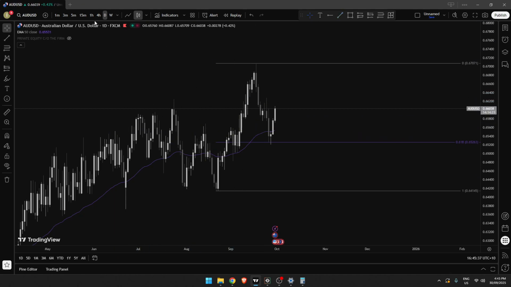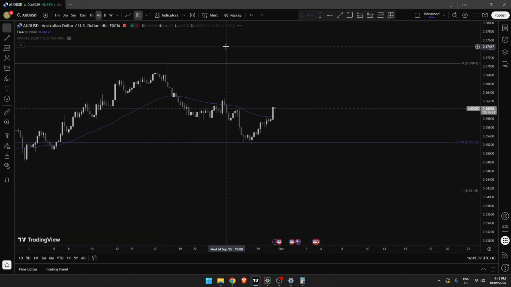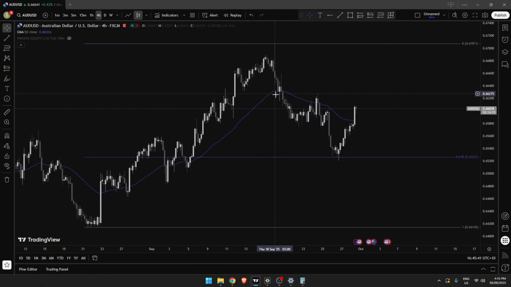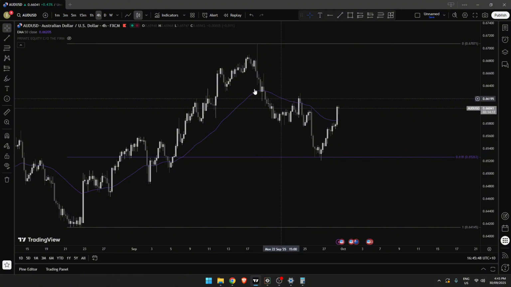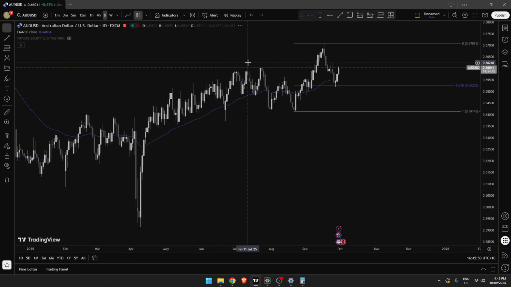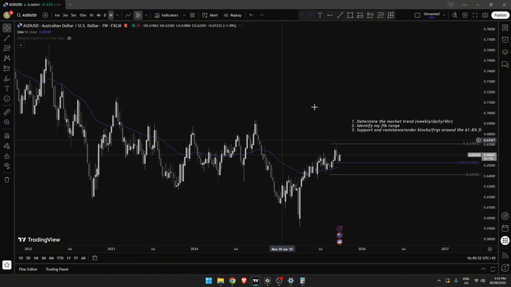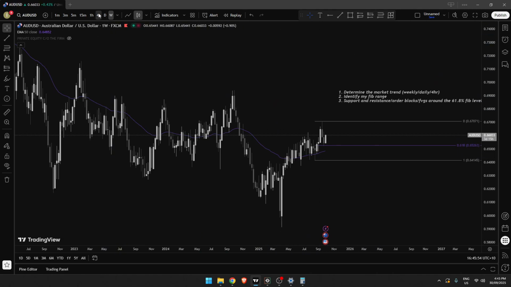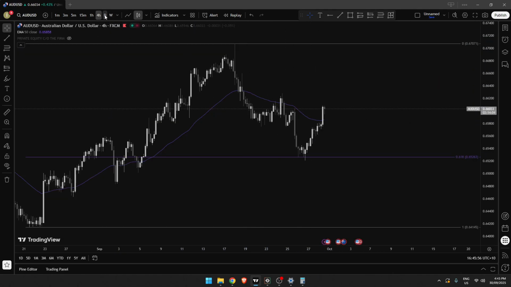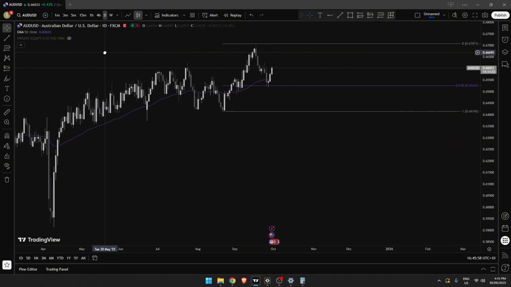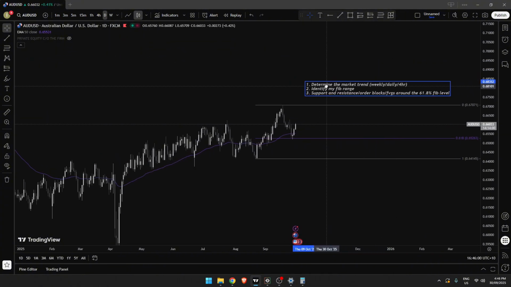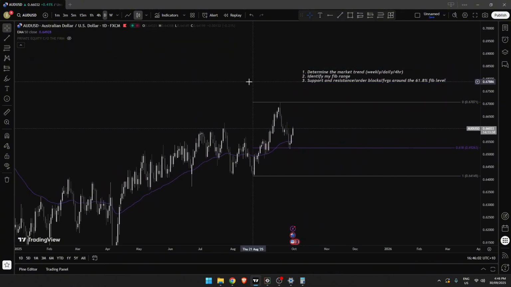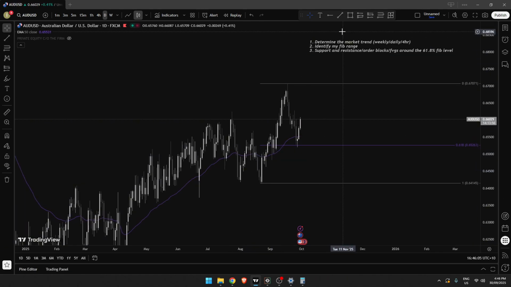And if I drop down to the 4 hour, the market structure did change bearish as it was working its way back down to more discount pricing. So that's why I mainly focus on the daily and weekly for my trend, but I do keep in mind the 4 hour chart as well. So that is step 1 on my list, determine the trend. So we are bullish. Now identify my fib range.